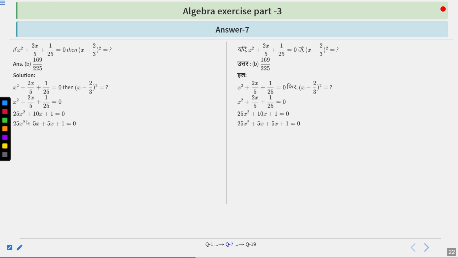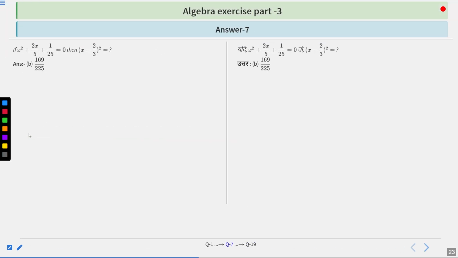So 25x square plus this 10x can be written as 5x plus 5x, and the multiplication of 5x and 5x is 25x square. So that means we are doing the correct factorization. Plus 1 equal to 0. So taking 5x common from the first two terms, we get 5x plus 1 inside the bracket. And in the last two terms, nothing was common, so we have taken 1 common, and we get 5x plus 1 inside the bracket. That all thing is equal to 0. So the factors of that quadratic equation are 5x plus 1 and 5x plus 1.